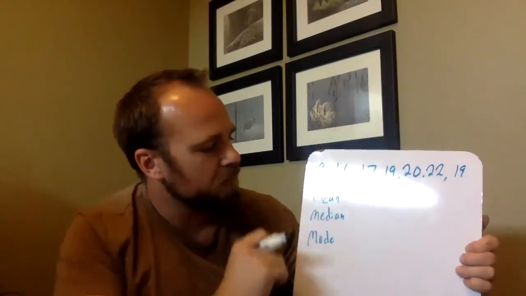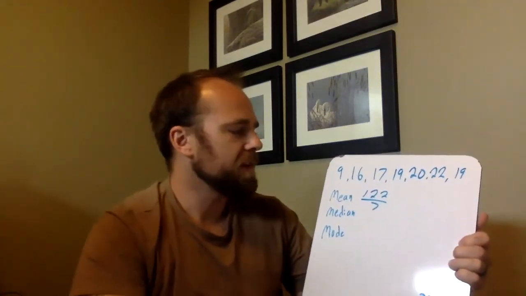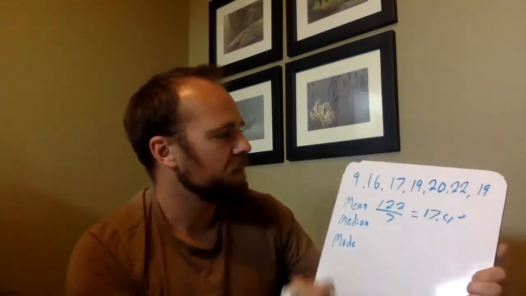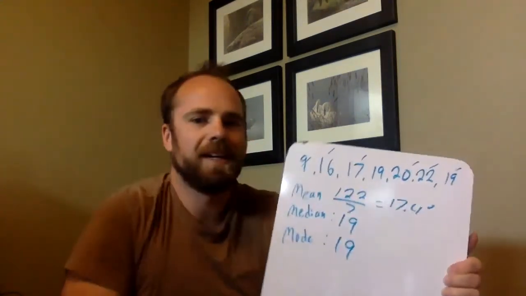So I'm going to say, what is the mean? The mean, in this case, if I add them all together, I get 122 divided by the 7 days, and that gives me 17.4 degrees. All right. My median, so my middle number, I start crossing them off. I've got this one gone, this one gone. My median is 19. And then I look at my mode and it's also 19.